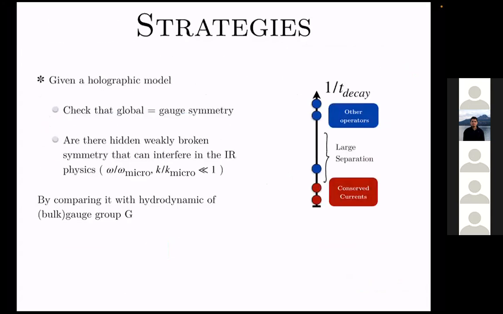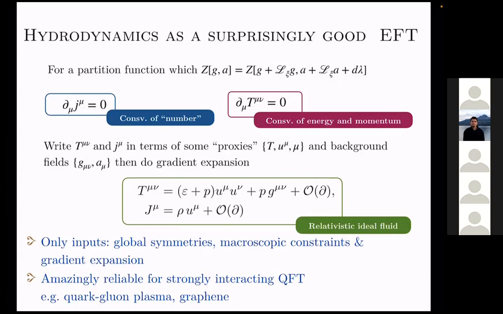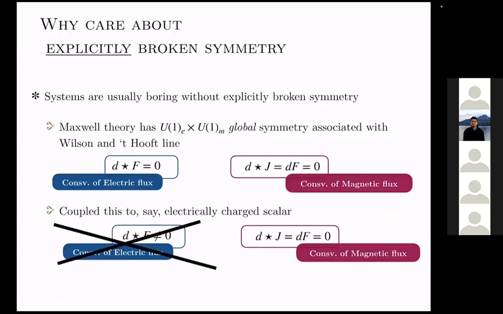You identify what your conserved currents are. What are things that are conserved, and this is a global symmetry. So you can ask what the conserved currents are in plasma, like plasma in the sun or those kinds of things. What are the global symmetries that you have? And as kind of hinted here, you have conservation of electric flux and conservation of magnetic flux.